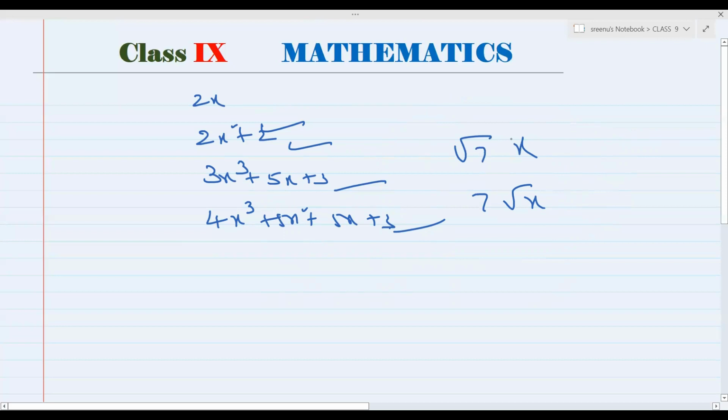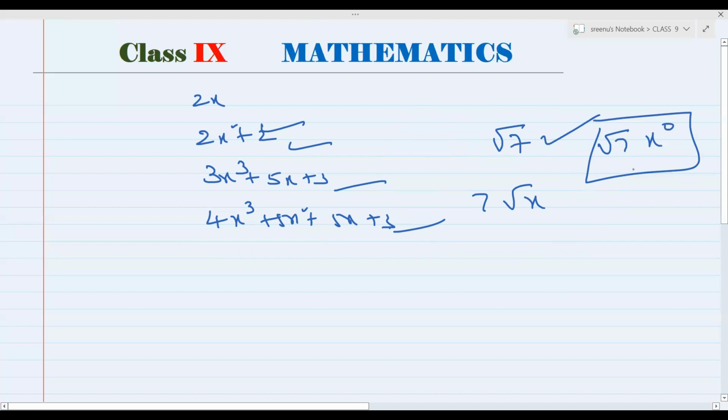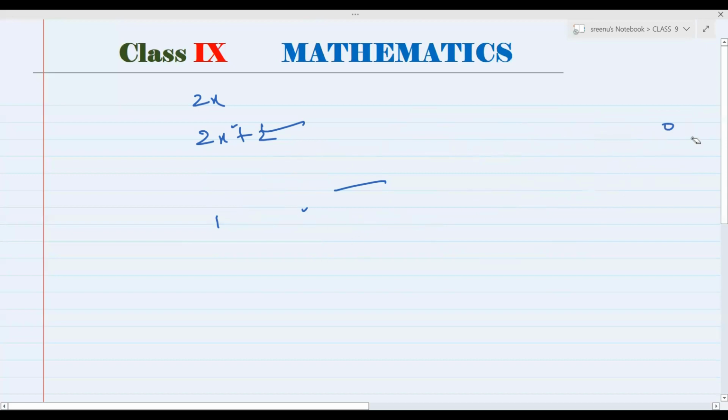Yes, you are correct, because just check only the variable. You don't worry about the constant. What is the variable power? Yes, 1. It is a polynomial. Root 7 is also a polynomial, because if I take x, I can write power 0. Yes, sir. So we only consider the variables. Yeah, you only have to see the variable power. You don't worry about the constant.